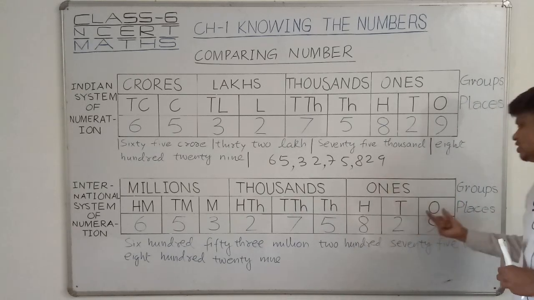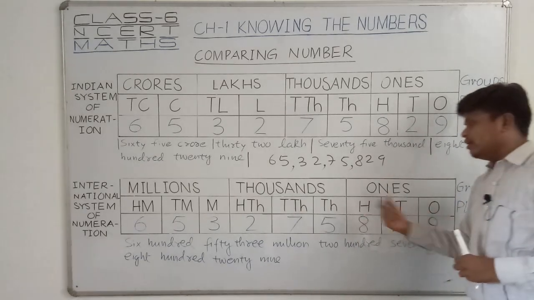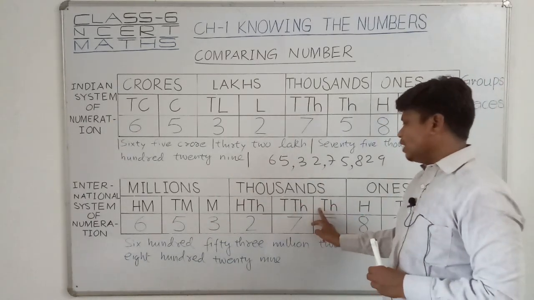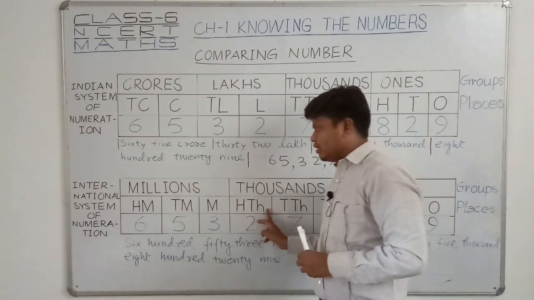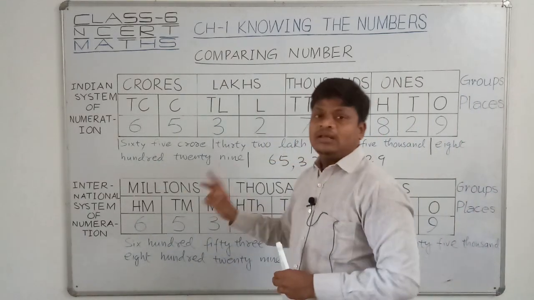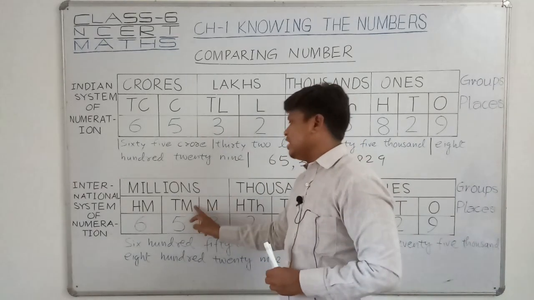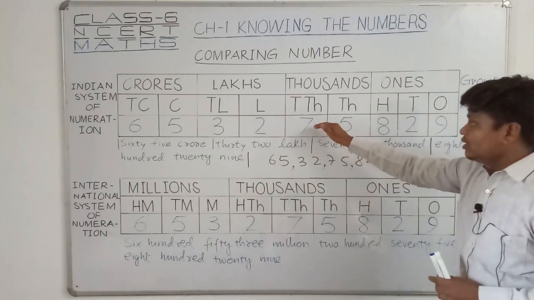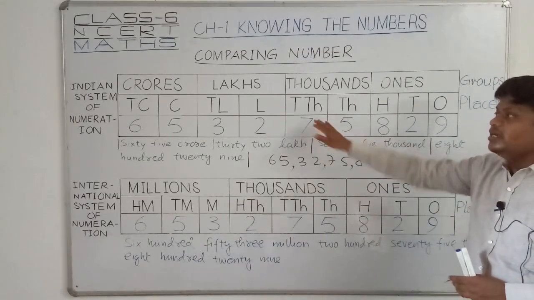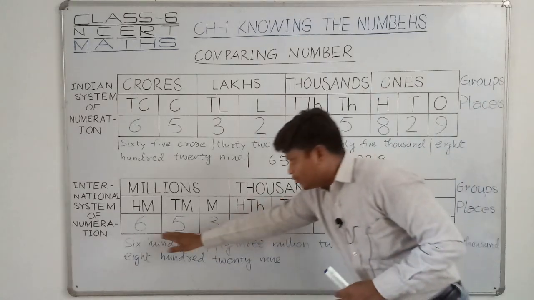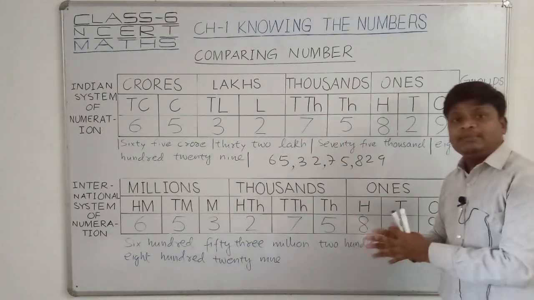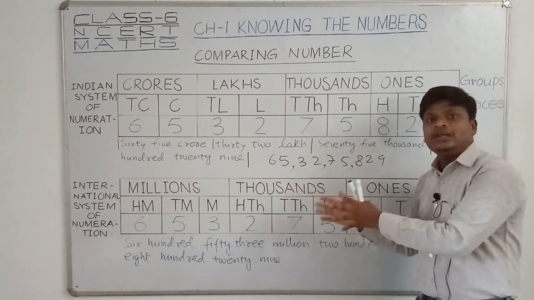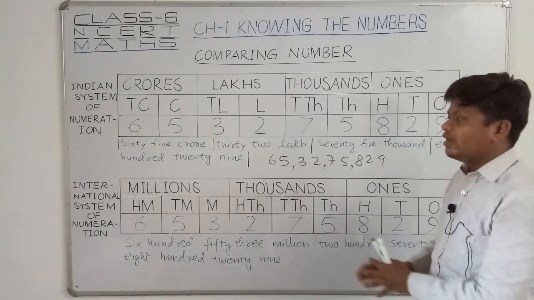In the ones group there are 3 places, ones, tens and 100. And again in the 1000 group there are also 3 places, 1000, 10,000 and 100,000, right? In the million group there are again 3 places, million, 10 million and 100 million, right? So the number is the same that I have taken into the Indian system of numeration. So why have I taken the same number? Because in both systems we can write, understand or read the number in a different manner. So what is the international system?